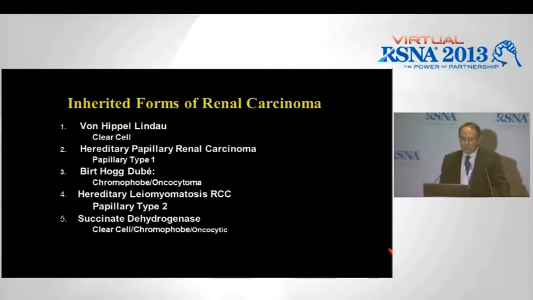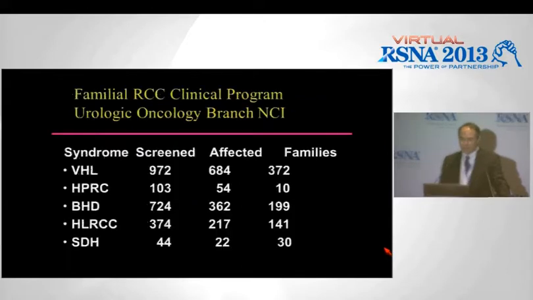So I'm going to discuss 5 related hereditary forms of renal cancer: von Hippel-Lindau, hereditary papillary renal cancer, Birt-Hogg-Dubé, hereditary leiomyomatosis renal cell carcinoma, and succinate dehydrogenase syndrome. And the information that I'm going to give to you is based on extensive screenings of families with renal cell carcinoma. And you can see the numbers of screened individuals, affected individuals, and numbers of families with these respective diseases. So it's quite an intensive effort to identify these patients and then identify the genetics associated with the disease.